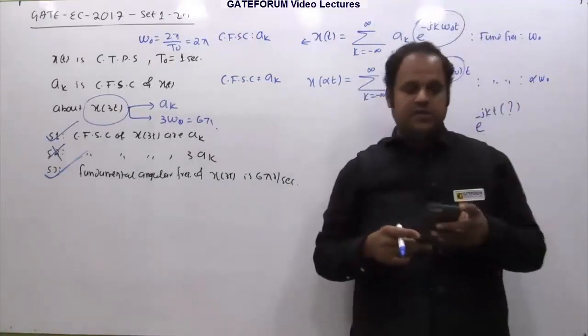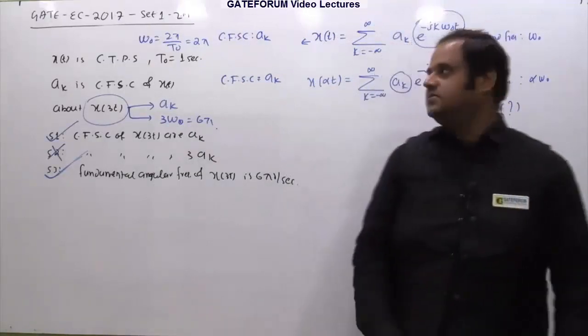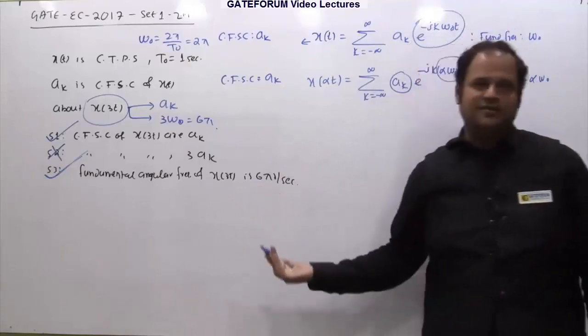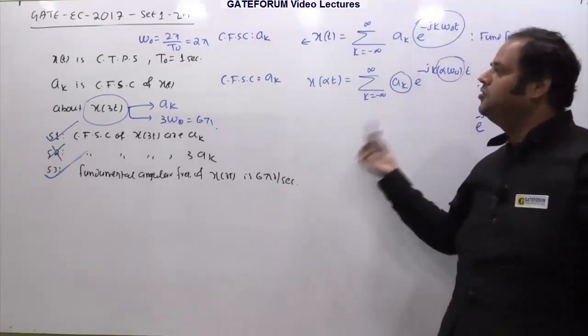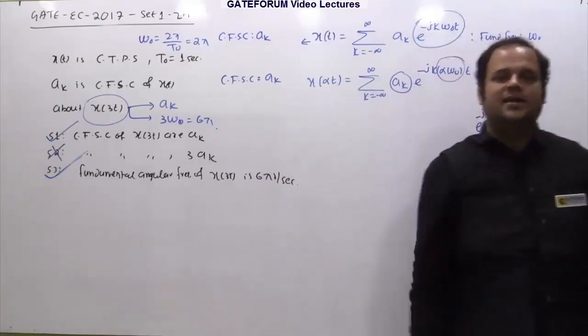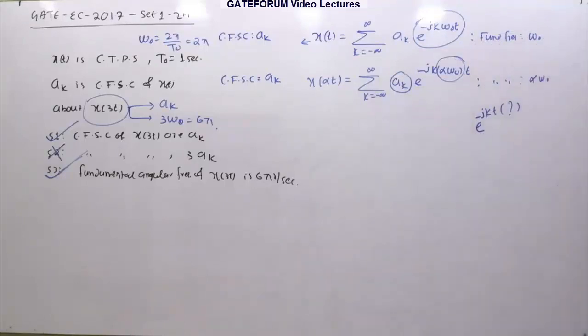So this is given in option B. So B is the right answer for this. This is actually a standard information based question. Even if you don't know this, if you know the property, you can directly answer it. So the answer is option B for this.